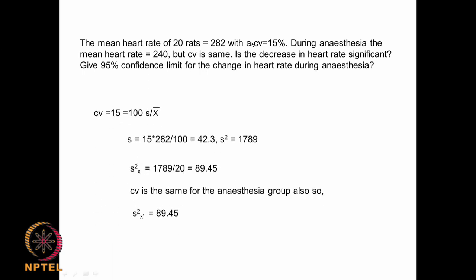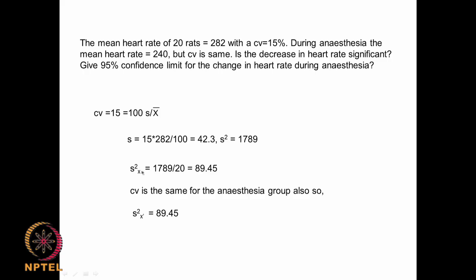The coefficient of variation is given as 15%. So 15 is equal to 100 into S, the standard deviation, divided by x bar. As you can see, 282 is the mean, that is x bar. From there I calculate, simple. I just rearrange, so S comes out to be 42.3. Now the variance S square is the square of that, 1789.